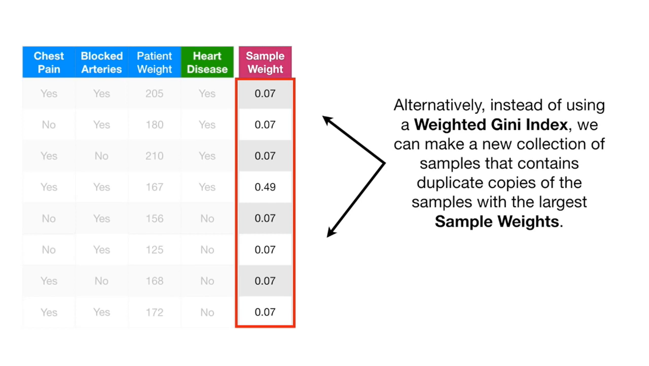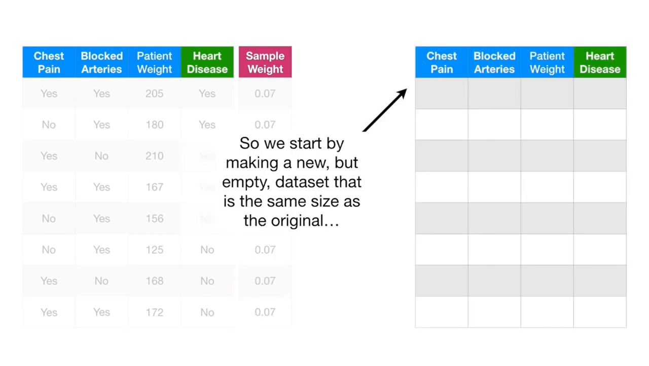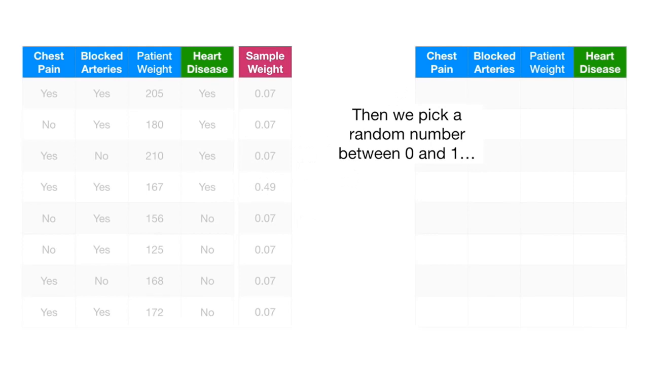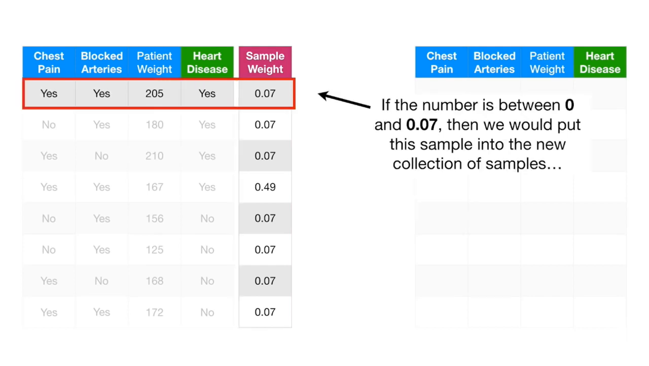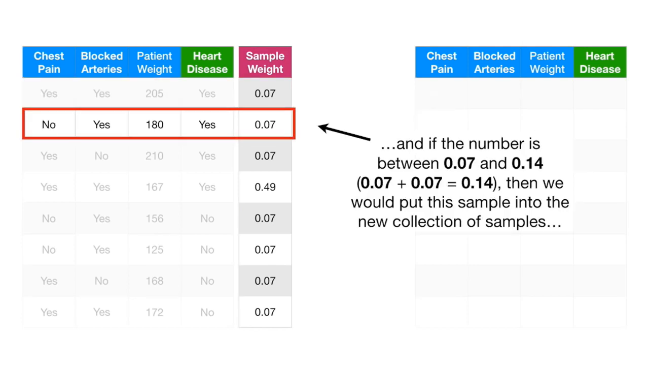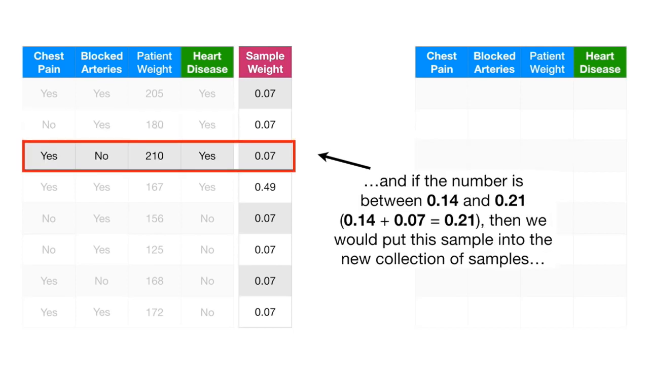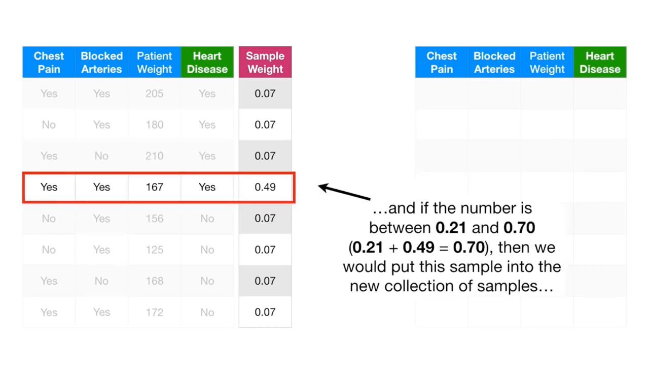So we start by making a new but empty dataset that is the same size as the original. Then we pick a random number between 0 and 1 and we see where that number falls. When you use the sample weights like a distribution, if the number is between 0 and 0.07, then we would put this sample into the new collection of samples, and if the number is between 0.07 and 0.14, then we would put this sample into the new collection, and if the number is between 0.14 and 0.21, then we would put this sample into the new collection, and if the number is between 0.21 and 0.70, then we would put this sample into the new collection, etc.